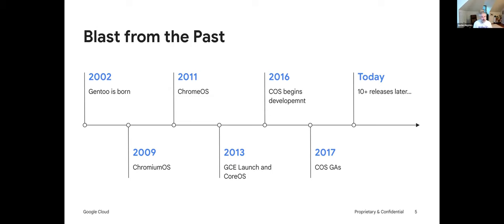Long ago in 2002 is when Gentoo showed up, but Chromium was released in 2009, and that was the open source version of Chrome OS, which landed in 2011. Those are all Gentoo based, and still are today. So we share a lot of the technology behind those two operating systems. We still lean on their SDK pretty heavily.